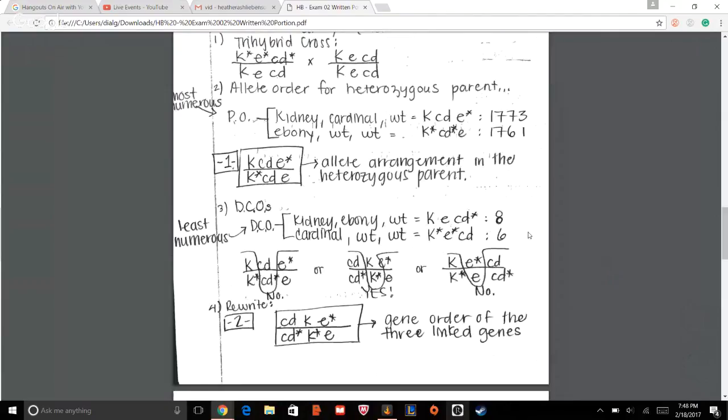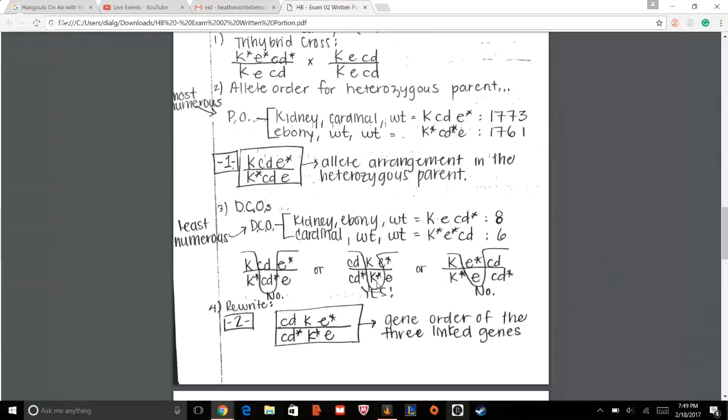So the next part here, what we do is you take the allele arrangement in the heterozygous parent and set it up and switch the values until you get 3 different orders, and to determine which one is the correct order, you line these up, and then you do this double crossover thing here, and you look and see which of these lines up with the genotypes that we have for the double crossovers here. These do not, but these do.